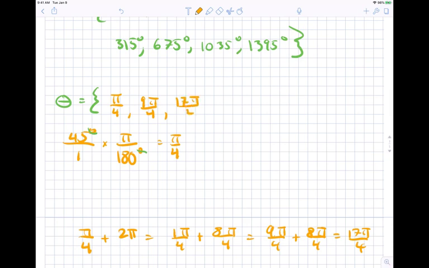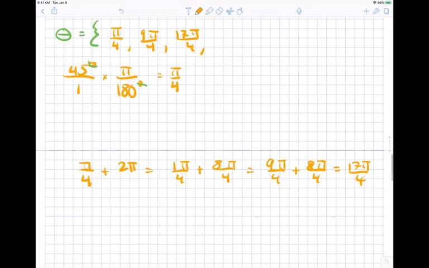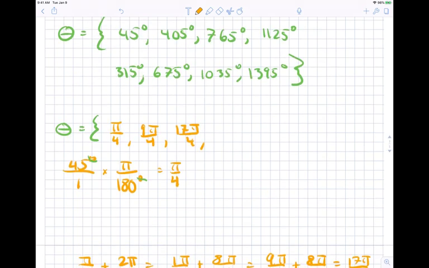Okay, so can you tell me the next one? If we just did 17 pi over 4, we're going to say plus what? In this case, it's going to be 8 pi over 4 to give us 25 pi over 4. Is that the 1125? Is that correct? Is that okay?